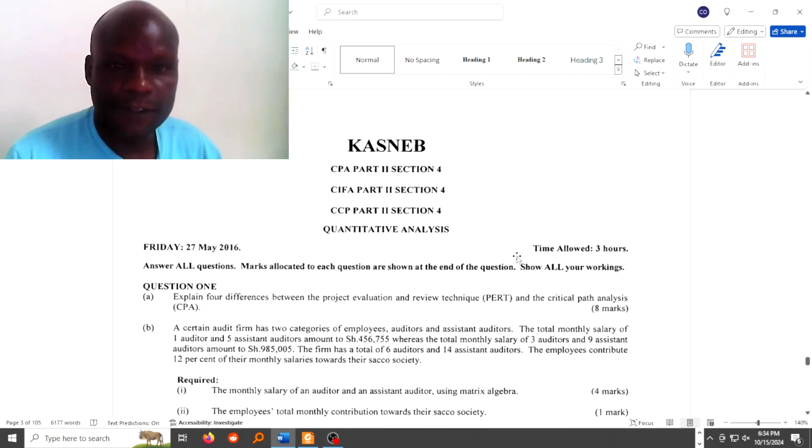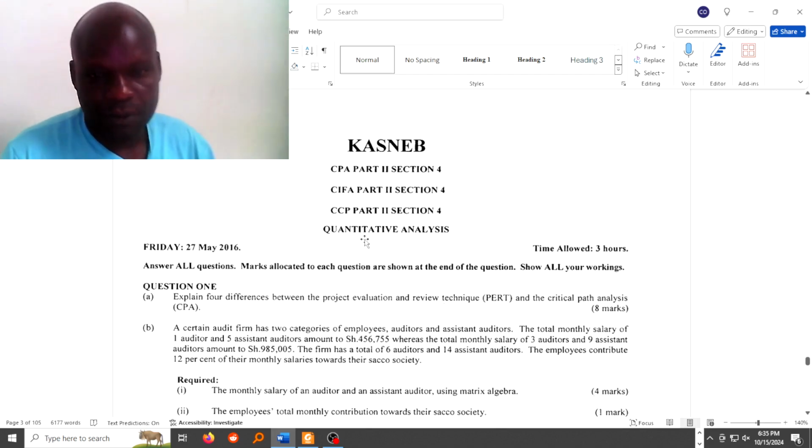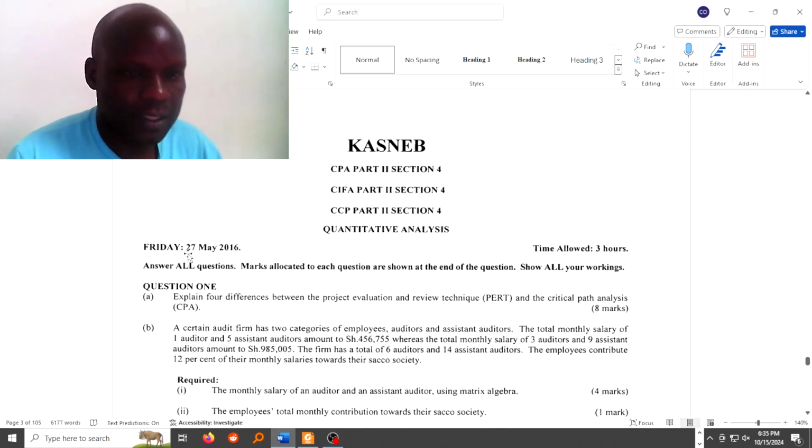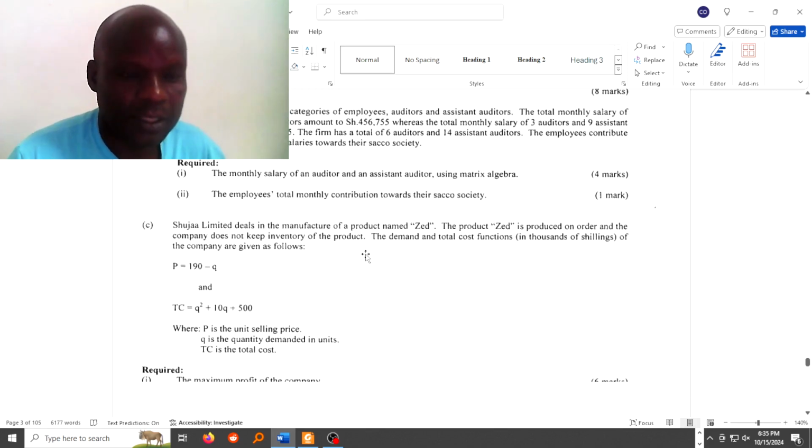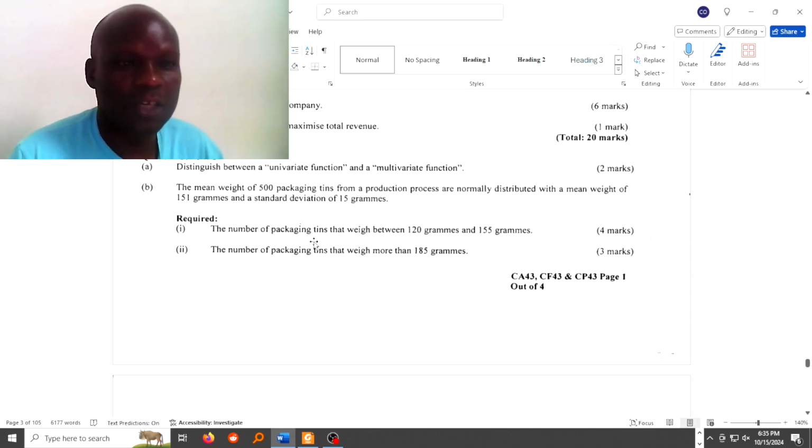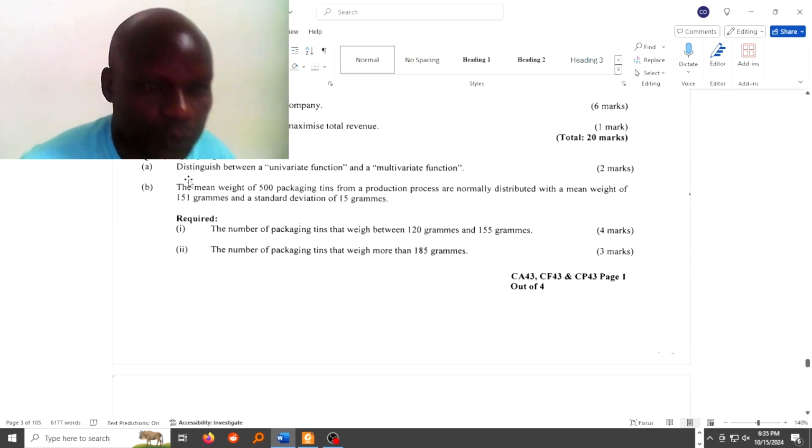Today's paper is KASNEB CPA Part 2 Section 4, CIFA Part 2 Section 4, CCP Part 2 Section 4, Quantitative Analysis. The paper was done on 27th, that was a Friday, May 2016. And the question of interest that we want to consider is one that deals with the normal distribution, and we find that question in question 2.